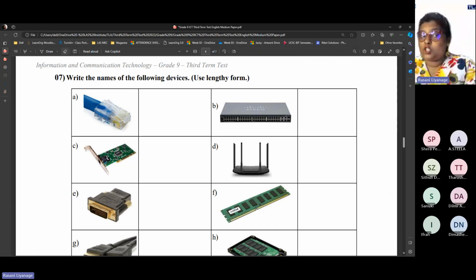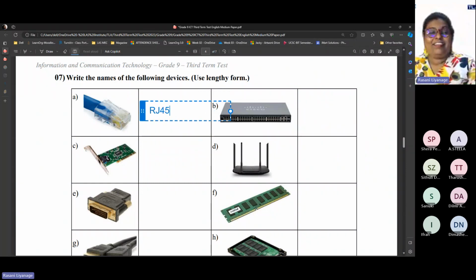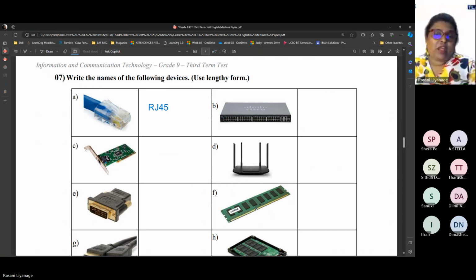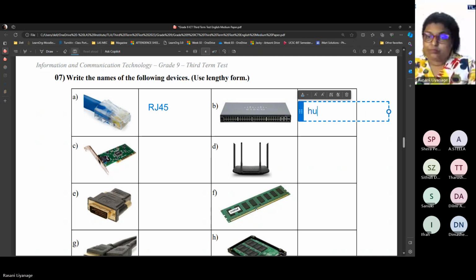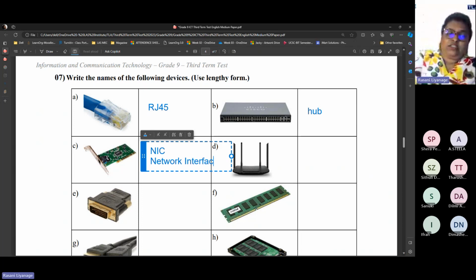This is RJ45. They have clearly asked to write the lengthy terms as well. RJ45 එකට නෑ, මම ගන්න අනිත් ඒවට. This is RJ45. මේක කවුද? Hub the switch දෙකටම දුන්නා. Router ට දුන්නේ නෑ. මොකද router එකේ මෙච්චර ports නෑ. But this is a hub. මේක hub එකක්. This is a network interface card. You can write NIC, but network interface.